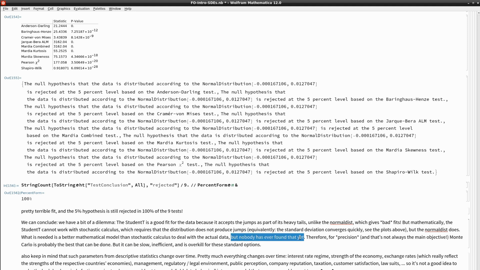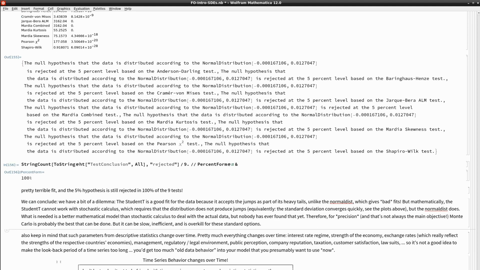But nobody has found that yet. Absolutely nobody really was able to solve this dilemma. And therefore, unfortunately, for precision, and I'm emphasizing that this is not always the main objective, Monte-Carlo is probably the best that you can do. But Monte-Carlo can be slow, inefficient, and seems to be overkill for these standard options. So it is a real dilemma. One gives a better fit, the other one gives a not so good fit, but is in line with the theoretical assumptions. Monte-Carlo is in the end the only thing you can do, but it's inefficient. There we have it, and really nobody has found a way out of this dilemma.